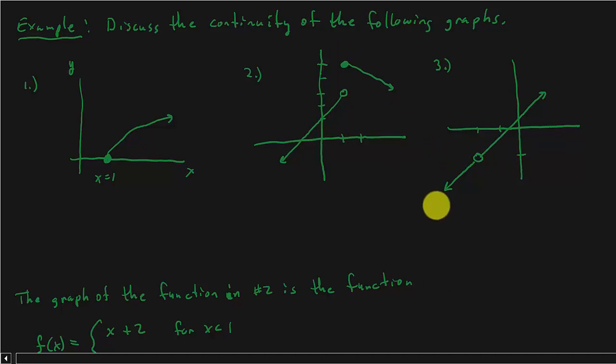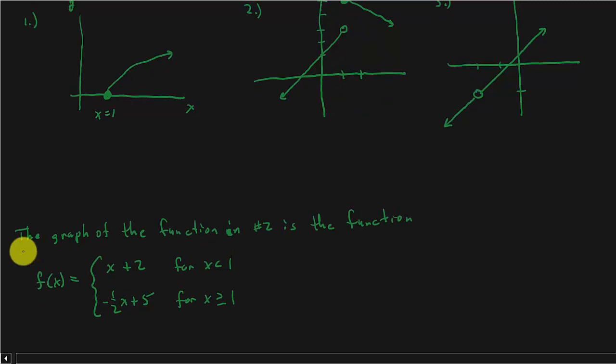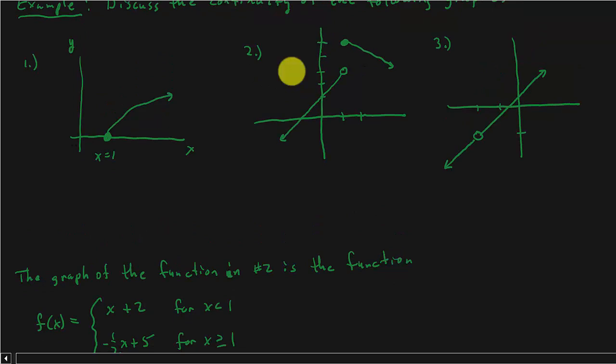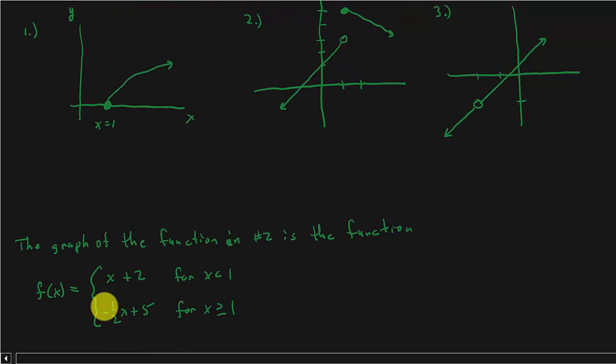And just to let you know, the graph of the function in number 2, that's this function right here, is this graph. F of x is equal to x plus 2 for x less than 1, okay? And I guess I didn't really draw that very well, did I? That should be coming through here like this, okay?